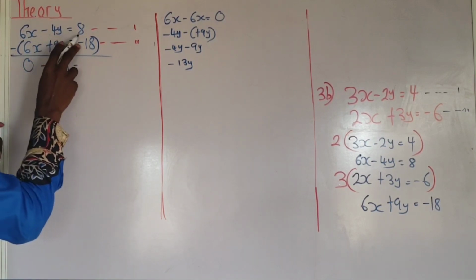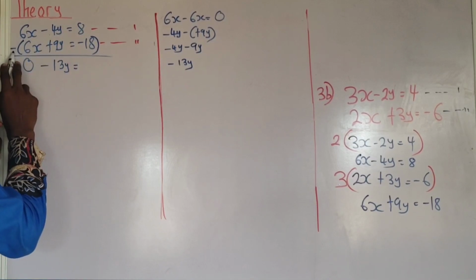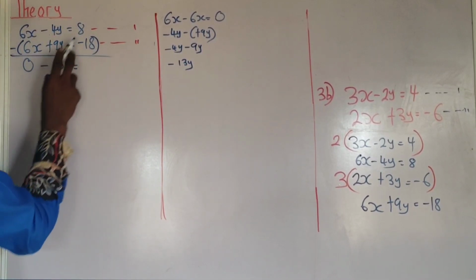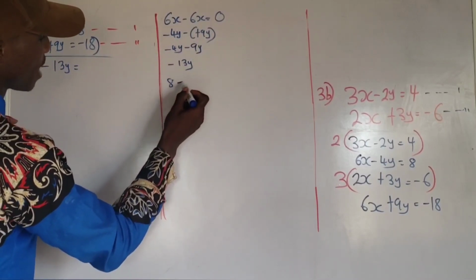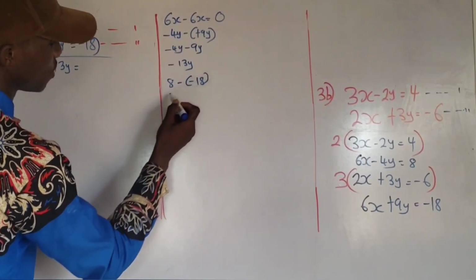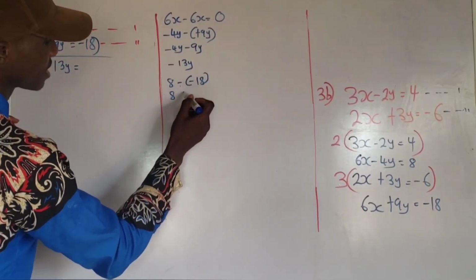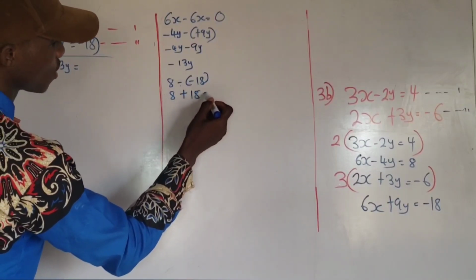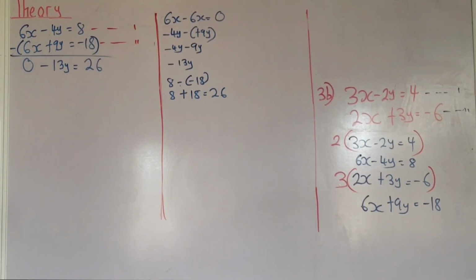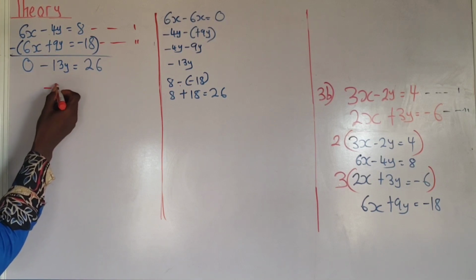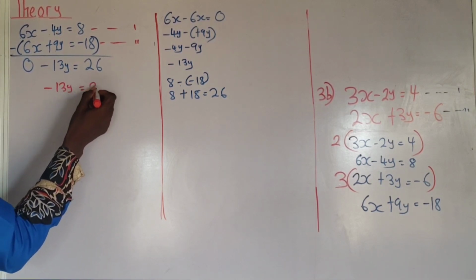For the next one, we have 8 minus 18. Let me write it out. 8 minus 18, that is what? 8 minus times minus is plus. 8 plus 18, that is what? 26. So we have 26 on this side. Do you understand what I'm doing? I just take the difference between this and this. So I'm going to have minus 13y is equal to 26.